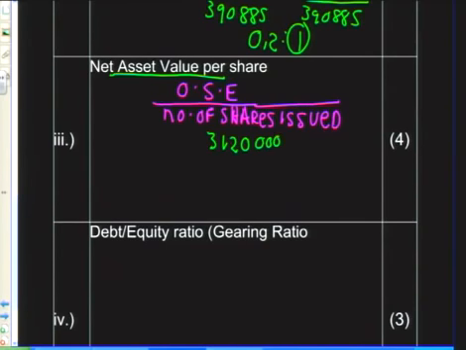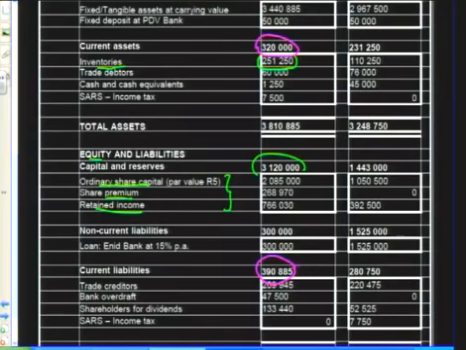3,120,000. I'm now going to divide this by number of shares issued. Now remember, I mentioned this. How do I get number of shares issued? In order to get number of shares issued, I'm going to take my ordinary share capital and divide this by my par value to see the actual number of shares issued. And I'm just going to write here, this is always at the end of the financial year. So let's go back to our balance sheet.